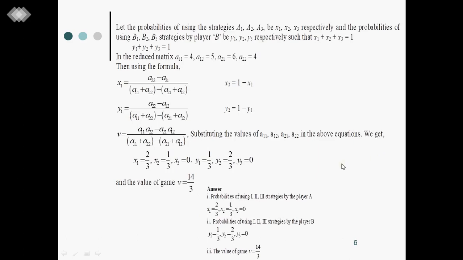So a higher order game is to be reduced to a lower order, lower order meaning 2 cross 2, further. It may not be possible to reduce. Then you have to give the probabilities of using strategies by player A, player B, then the value. So it is probabilistic in nature because there is no saddle point. See, both the strategies are used. So this strategy for some time, out of 3 times of play, 2 times, out of 3 times, 1 time, like that. So this is y1, y2, y3.